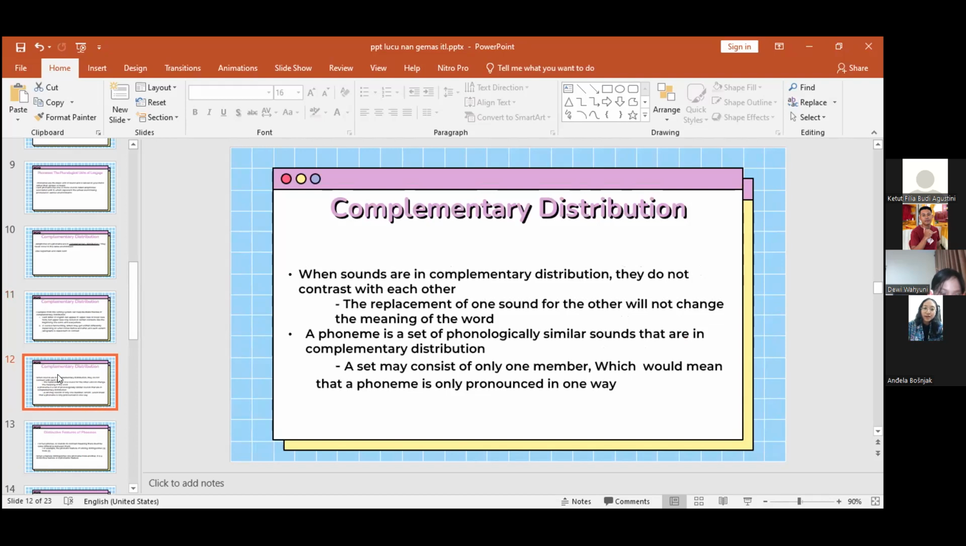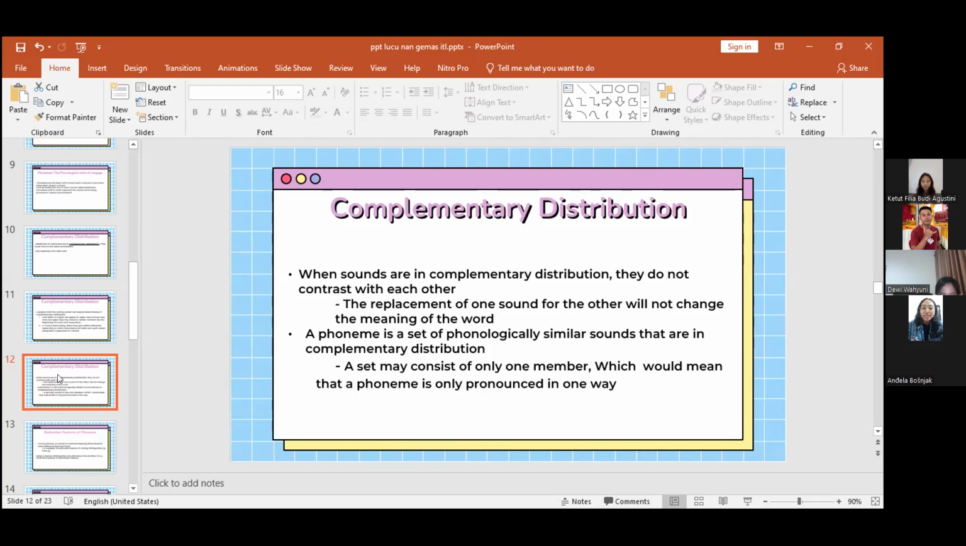When sounds are in complementary distribution, they do not contrast with each other. The replacement of one sound for the other will not change the meaning of the word. For example, when you say spin and pin, they never contrast with each other, right? So even if you make a mistake in the pronunciation, it's still okay, because there is some difference between one word and the other, even if there's also a P in each word.